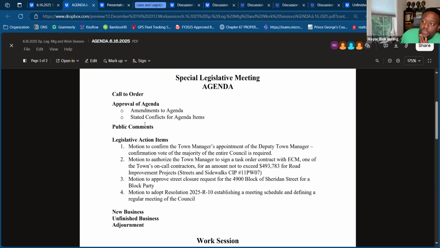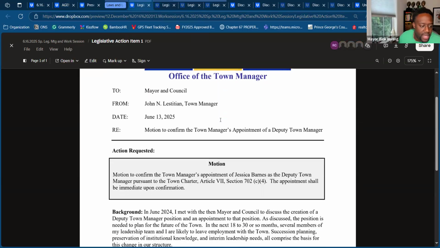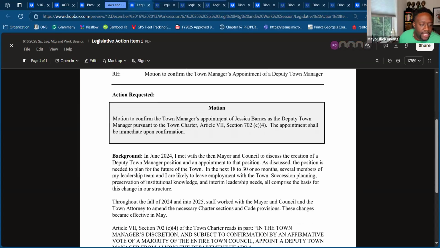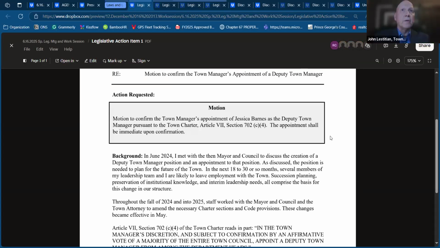Okay. Moving on to legislative action items. The first item being the motion to confirm the town manager's appointment of the deputy town manager. A confirmation vote of the council is required. Is there a presentation? Mr. Mayor, if I may very briefly.